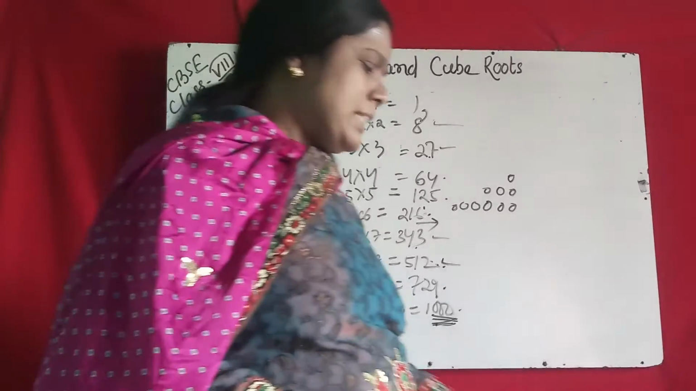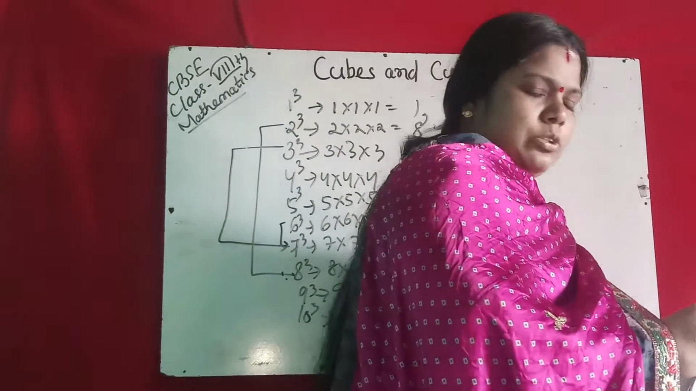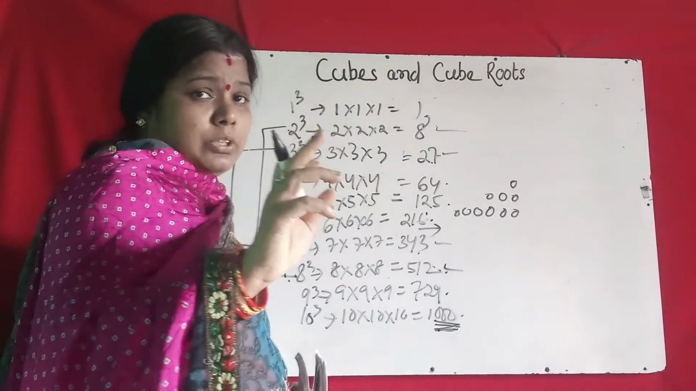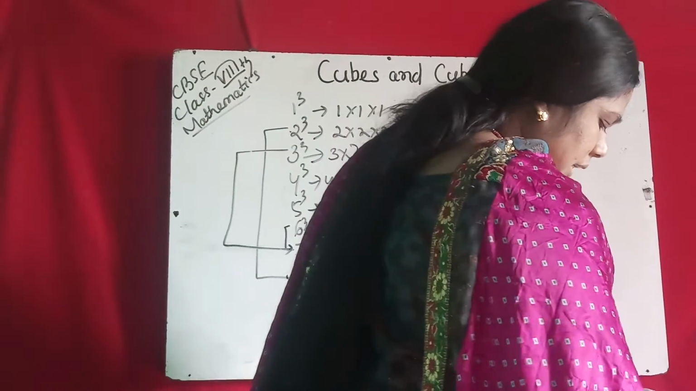If a number is given and you are asked what its ones place will be, without multiplying you can directly say. This is only for one digit numbers, not a whole number. You must remember this.